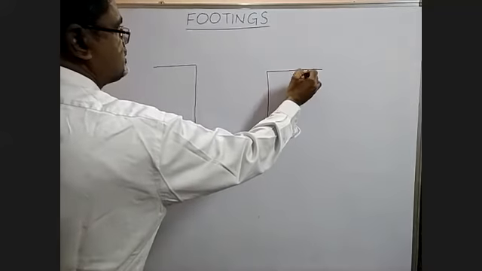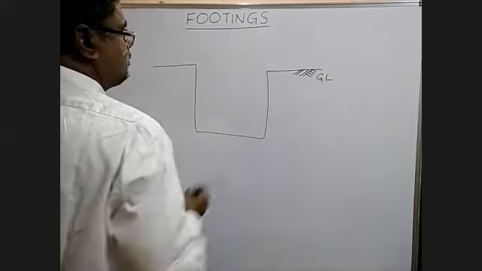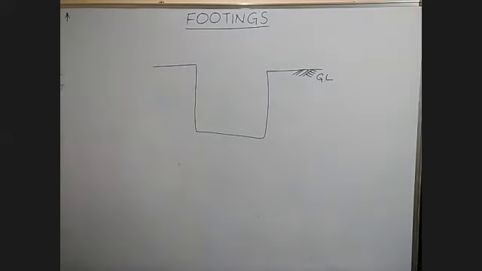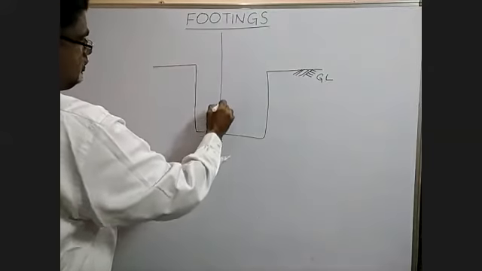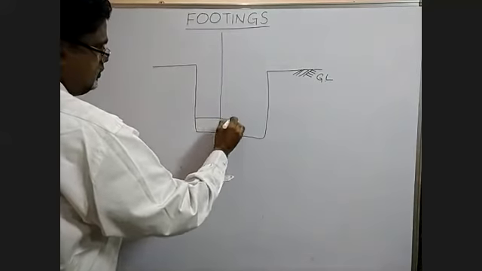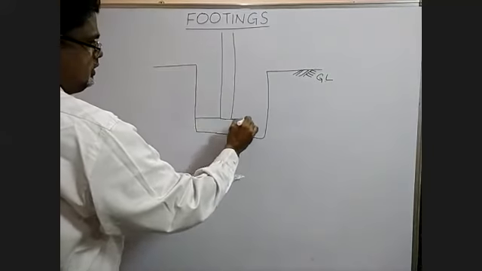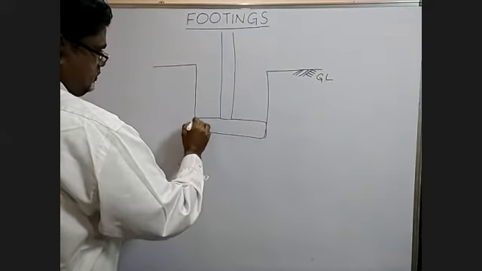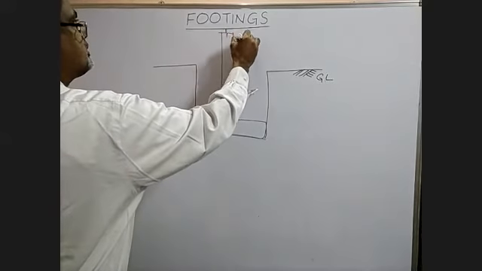See, let us say this is ground level. Ground level. Here you have a column and footing. Let us say this is column.